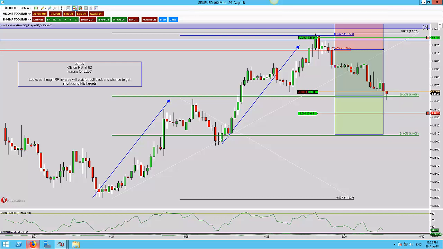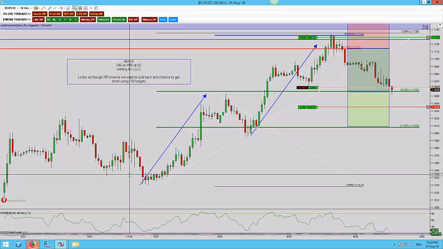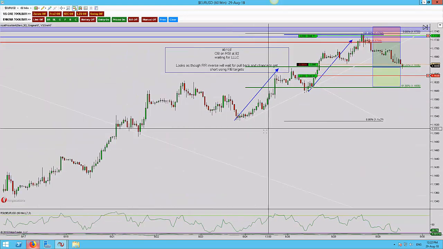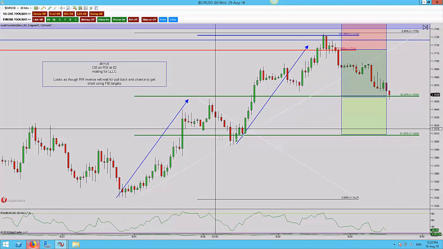So I bought the market, but this morning and yesterday I was looking at selling the market, and the trade played out very nicely. So I just want to briefly talk through this trade and what it was. This was a trade that I wasn't in, by the way, so let me just take off those orders.